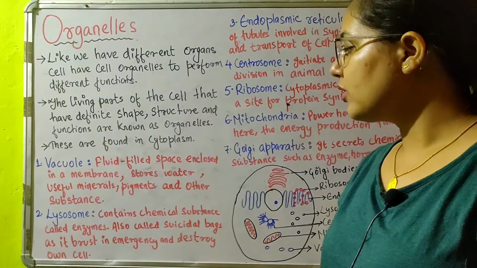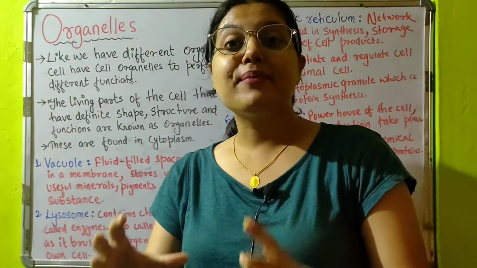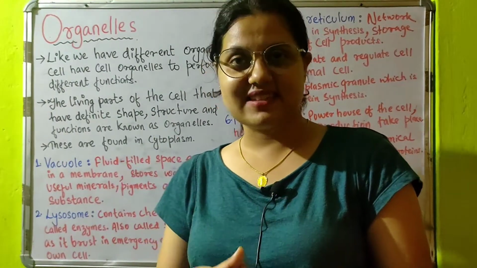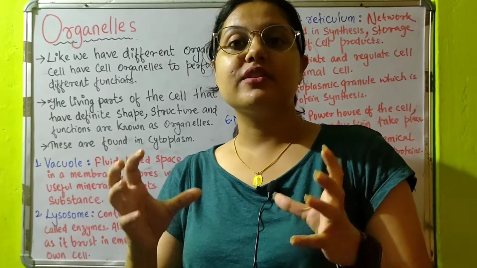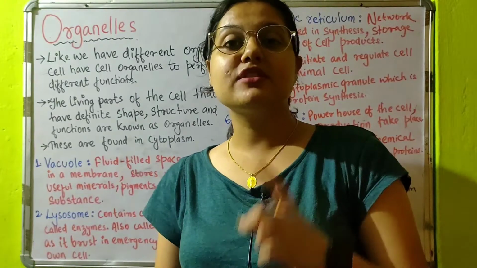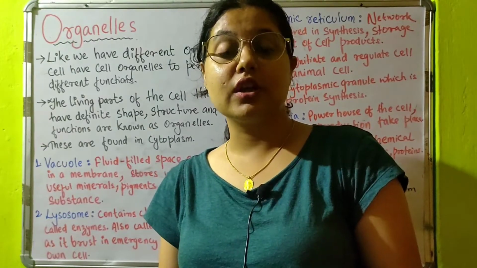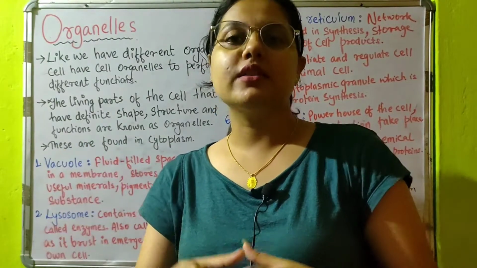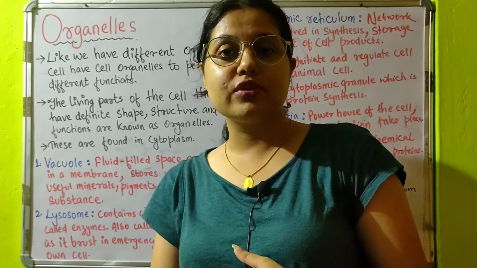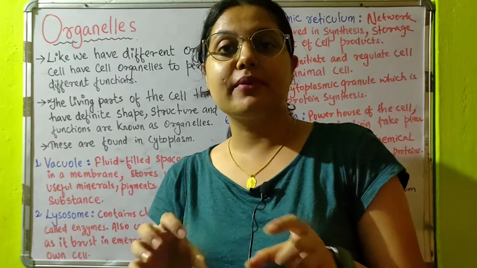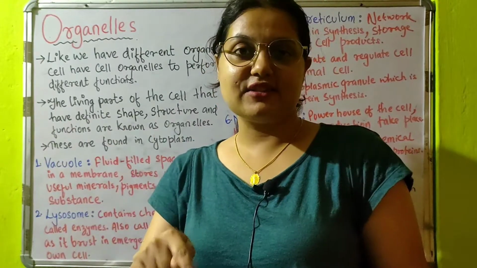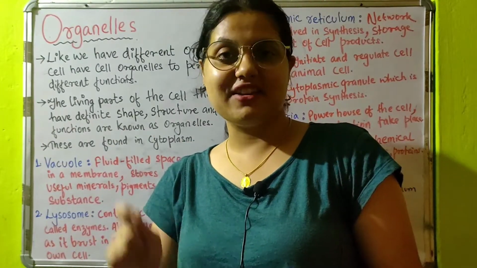And lysosome contains chemical substances known as enzymes. These lysosomes burst out whenever the cell is in danger. That means if one cell is in danger, then it can spoil the other cells. So what the lysosome does is, if it finds that the cell is in danger, it will burst and kill its own cell. So it is also known as suicidal bags.